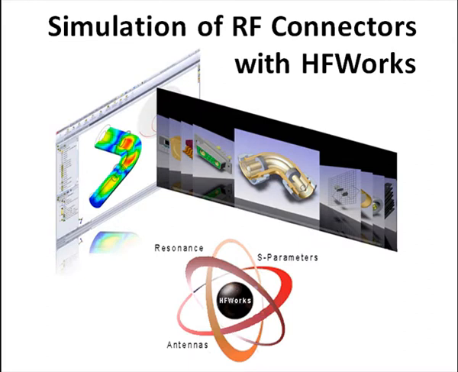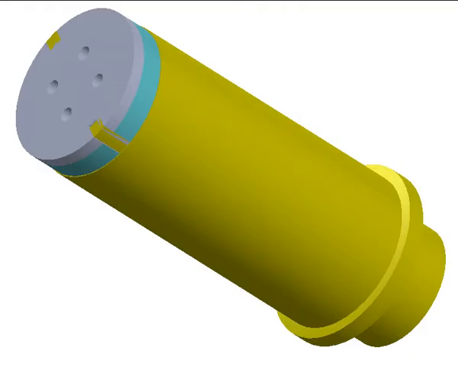In this tutorial, we will use the S-parameter module of HFWorks to calculate the scattering parameters and electric and magnetic fields of this 4-pin connector.